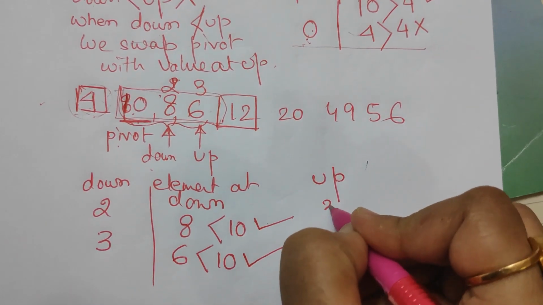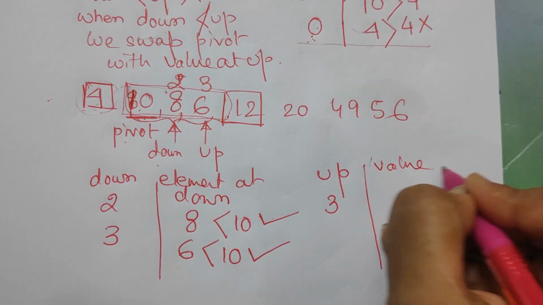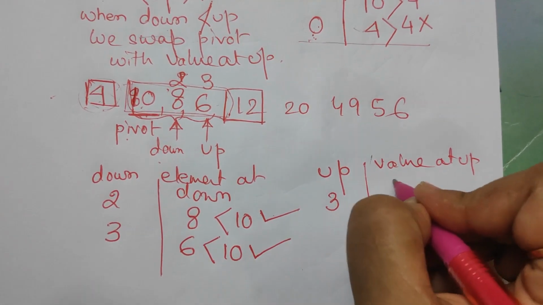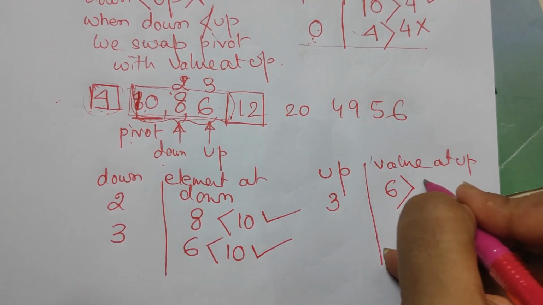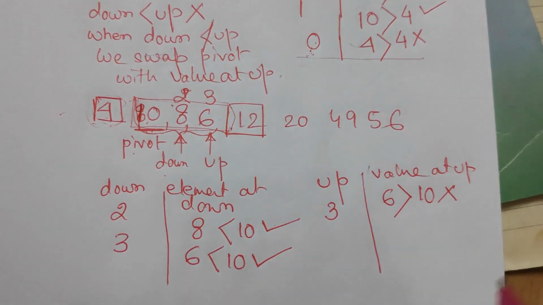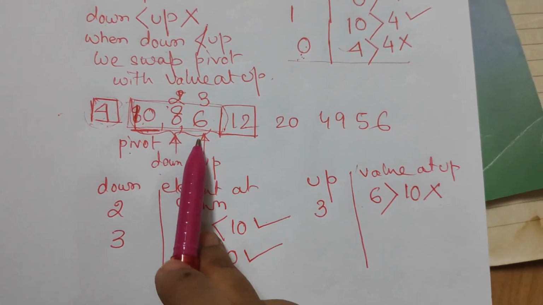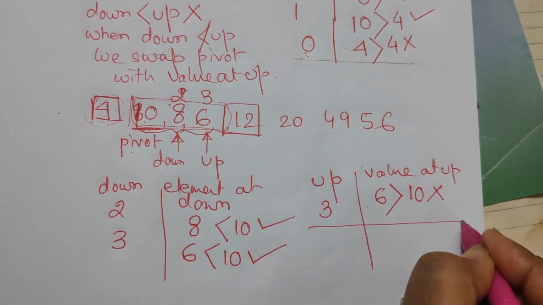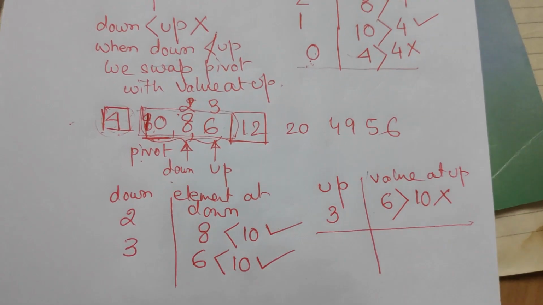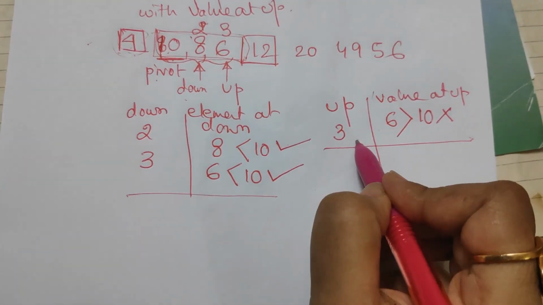Up index is 3. And what is the value at up index? Value at up index is 6, which is greater than 10 is incorrect. 6 greater than 10 is incorrect because 6 is lesser than 10. So up halts at 3. Correct? So down halts at 3, up also halts at 3.